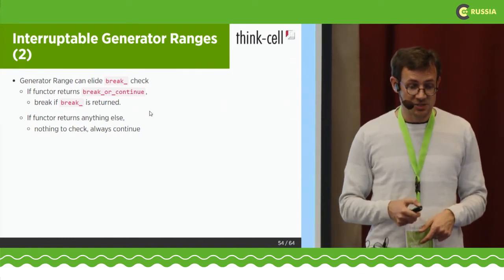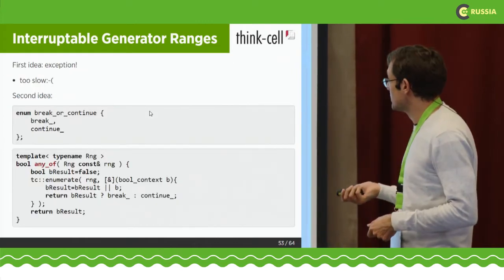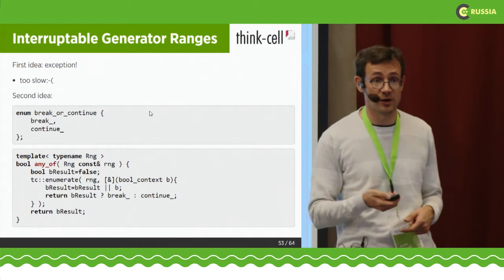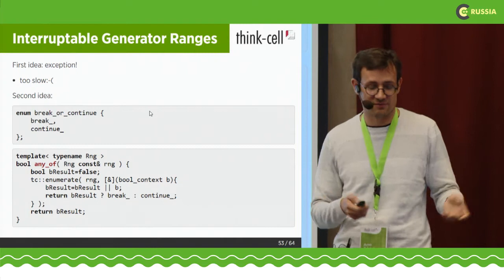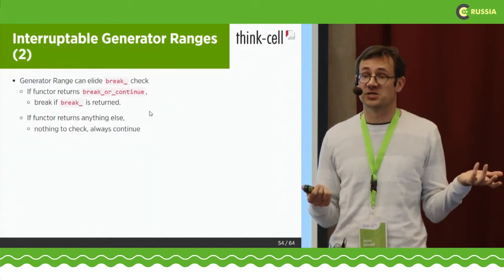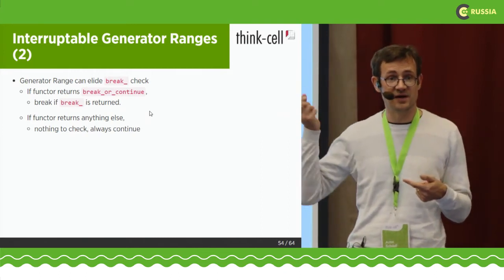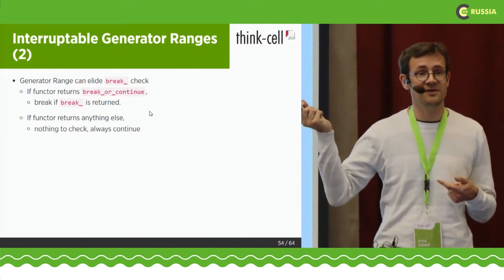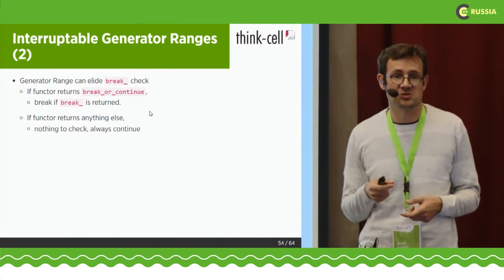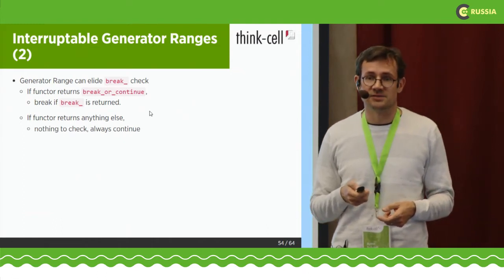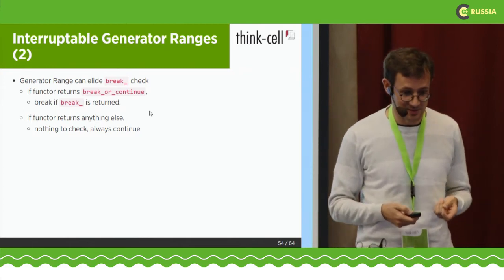Now, the generator range, we want the range to actually heed our hint that we want to break. But if we don't have a function that ever breaks, you can actually elide the break check. So the range can actually, at compile time, decide, does the functor I'm calling actually return that enum, break or continue? If it returns something else, you can just elide the check. You just don't check. And again, you're not losing performance. This is like the zero overhead principle that John Lakos talked about.